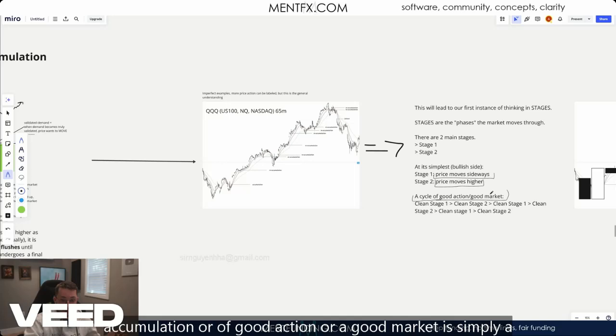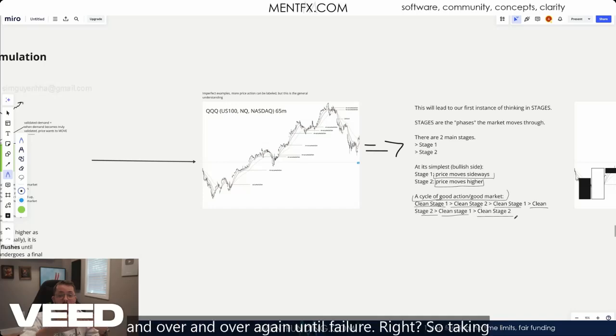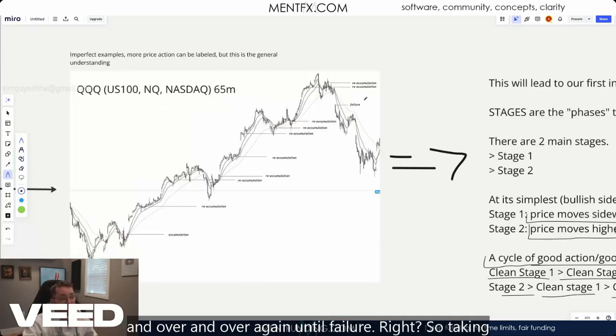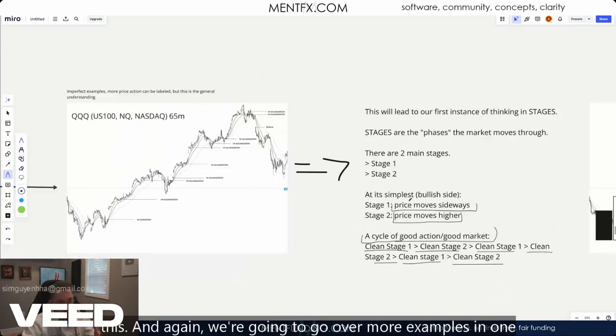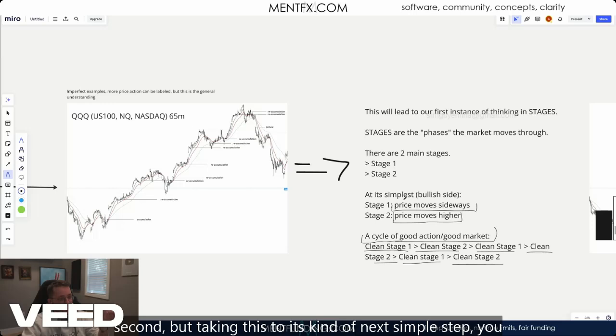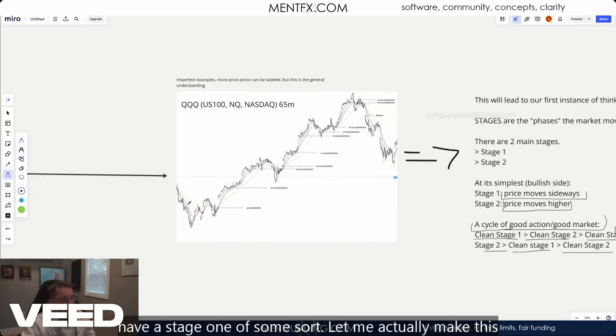And an example of a cycle of accumulation, or of good action, or a good market, is simply a clean stage 1, a clean stage 2, a clean stage 1, a clean stage 2, a clean stage 1, a clean stage 2, over and over again until failure. So taking this, and again, we're going to go over more examples in a second, taking this to its next simple step, you have a stage 1 of some sort.